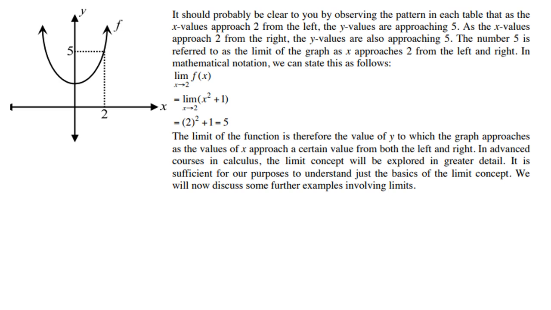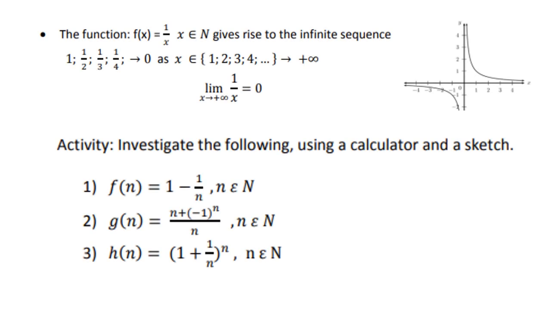We will now discuss some further examples involving limits. Look at the example. The function f of x equals 1 over x. Now, immediately we all know that division by 0 is not allowed, so we need to bear that in mind. So if x is a natural number like 1, 2, 3, 4 to infinity, and you substitute those into the function, you'll get 1, a half, a third, a quarter. Now you'll notice these fractions are moving closer and closer to 0. So therefore, the limit of 1 over x as x approaches positive infinity will be 0.